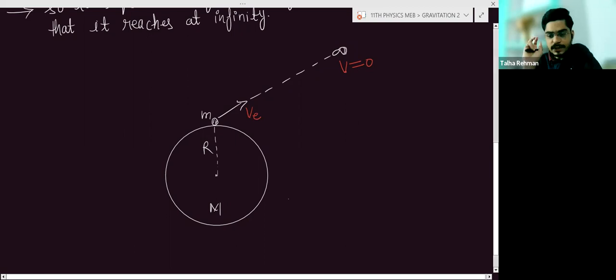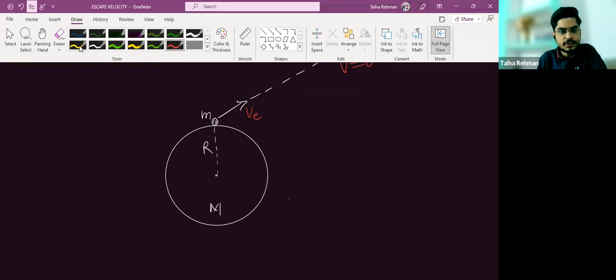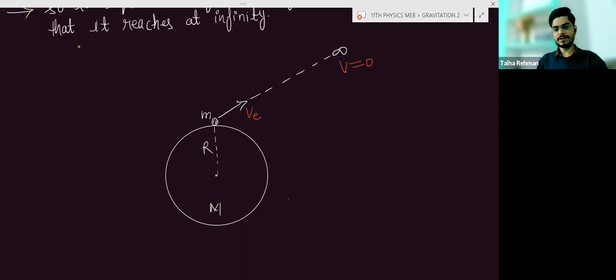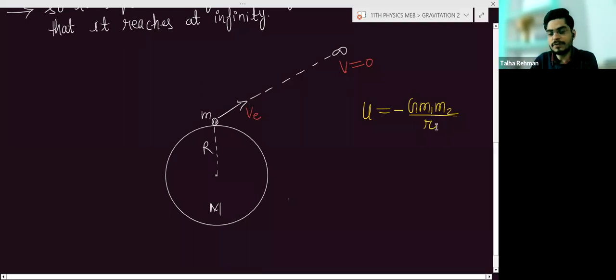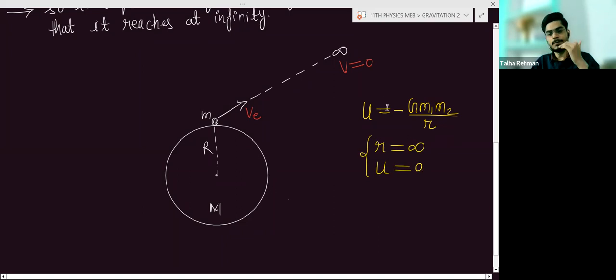Now I require the formula for the potential energy. If there are two masses, the potential energy of the two-mass system is given by minus G m1 m2 divided by the distance between the two masses, minus G m1 m2 divided by r. And one more thing I tell you: if this r becomes infinity, the potential energy will become zero. So at infinity, the potential energy of any system is zero.